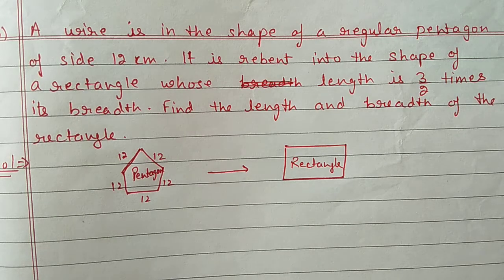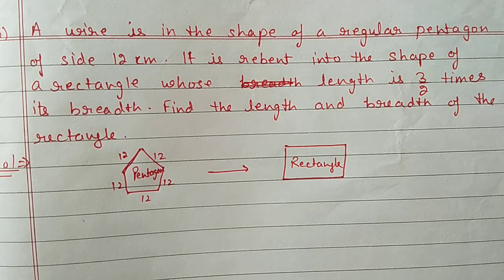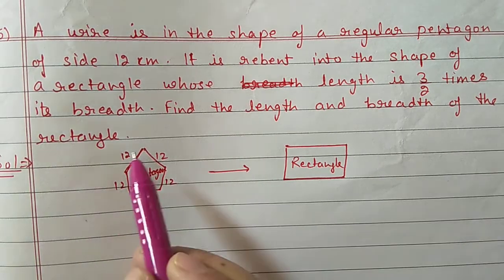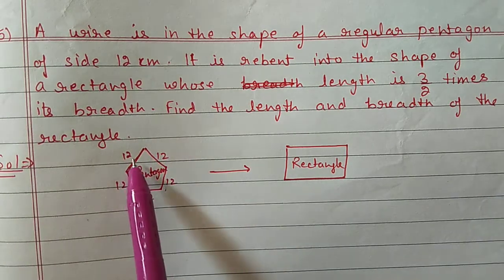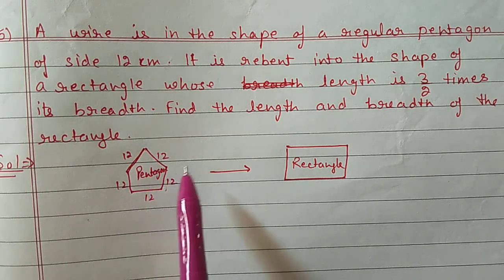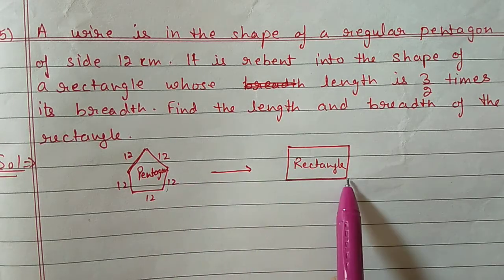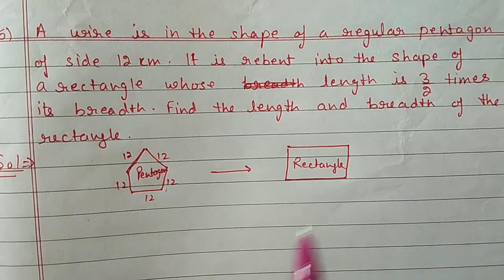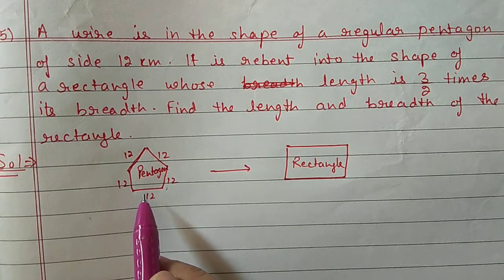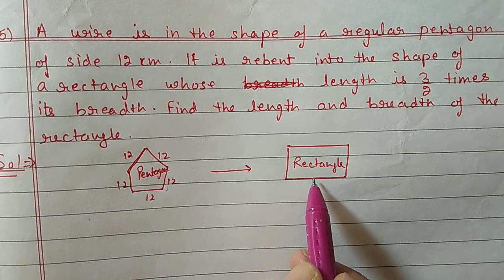Next question number 15. A wire is in the shape of regular pentagon of side 12 cm. It is rebent into the shape of rectangle whose length is 3 by 2 times of its breadth. Find the length and breadth of the rectangle. So first it is given wire is in the shape of pentagon. Regular pentagon means each side is 12 here. All sides are equal. And this wire first we are making it straight and then we are bending it in the form of rectangle. It means the perimeter of this pentagon will be equal to the perimeter of rectangle.